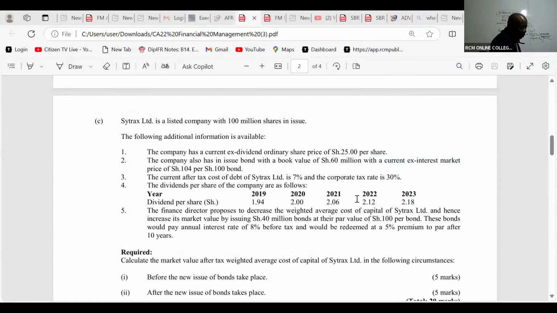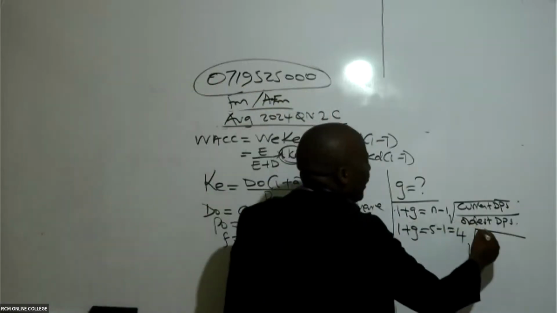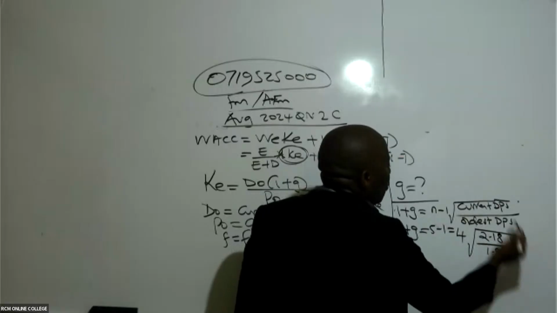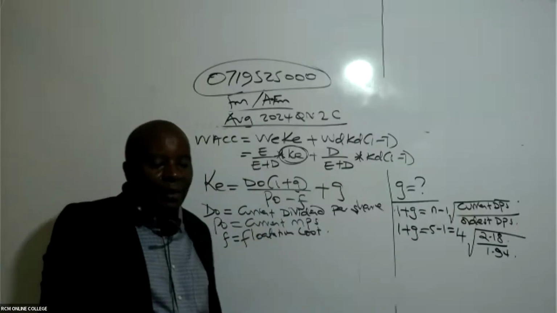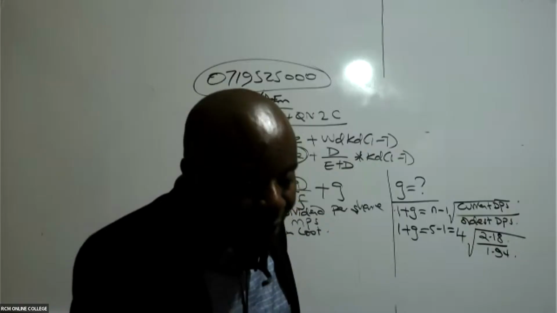You look at your dividends table, you'll be able to see the current 2023 is the most current year. The current dividend here is 2.18. The oldest is 1.94. So you take, in this case here, the current dividend, 2.18, divided by 1.94. Then all of us must be able to know how to compute this fourth root.